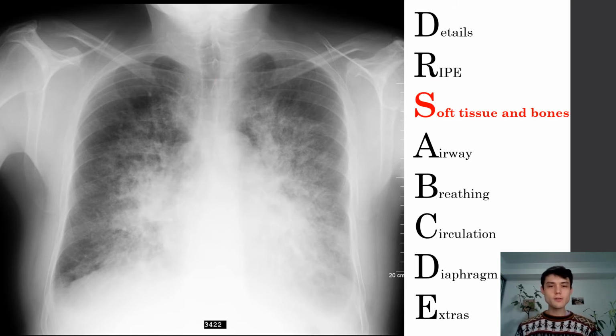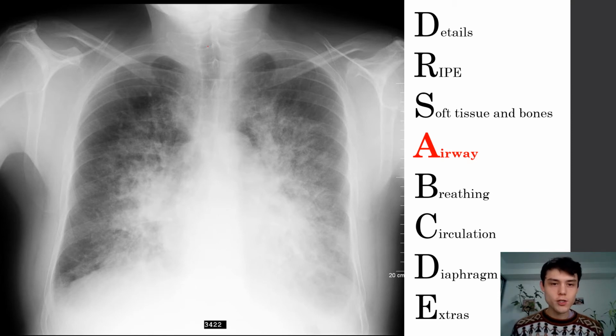Soft tissue and bones, we don't see any fractures here. The clavicles and the ribs look okay, and we don't see any soft tissue swelling or pathology. A for airway, we look at the trachea, which is just slightly to the right, which is okay, and we can also trace down to the carina.